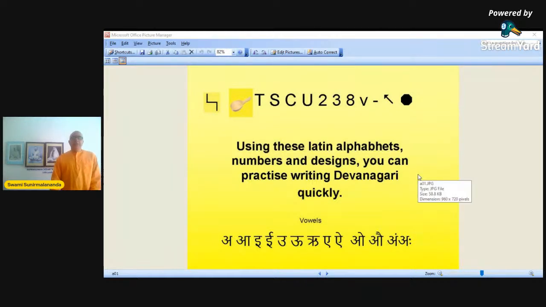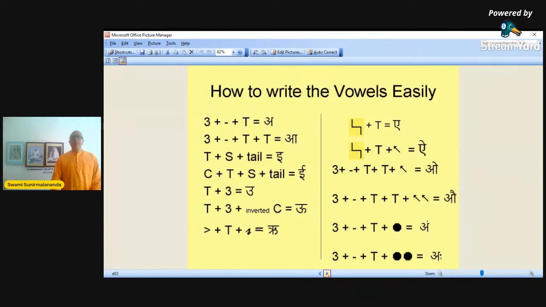So, the Devanagari script has 14 vowels. They are here below and they are pronounced in this way: A, I, U, R, E, I, O, Au, Aha. These are the vowels. How to write these vowels very easily and quickly?